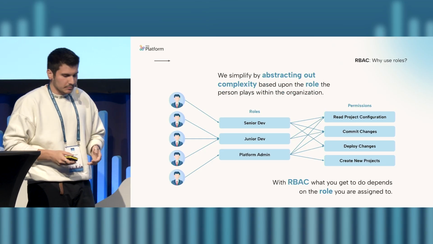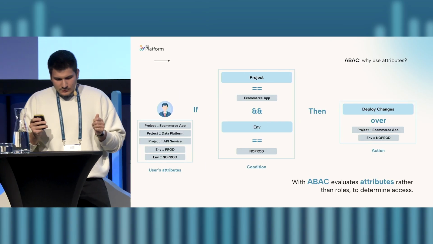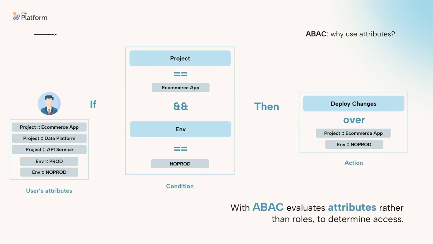You have another option that is ABAC, attribute-based access control, that uses attributes instead of roles. In this case, your users are assigned specific attributes. In the example, you can see projects and environments assigned to the users. And to perform a specific action in your product, they have to satisfy a condition that is based on these attributes.